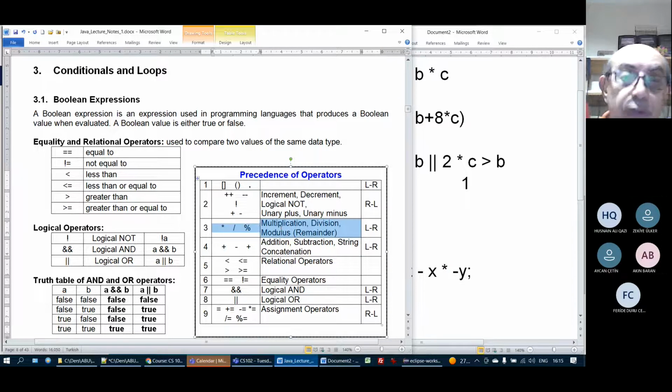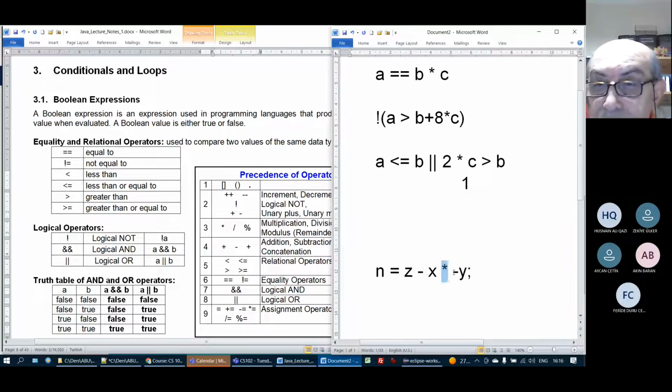Multiplication, division, and modulus, or remainder operator, come after the unary plus, unary minus, increment, decrement operators, and logical NOT operator. After multiplication, division, and modulus operators, the addition, subtraction, and string concatenation operators come. So here, this has the higher precedence. When I write their order below, this is done first. The multiplication is done second, and the subtraction is done third. Okay, this is the order of performing the operators.